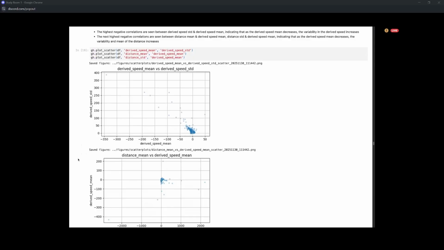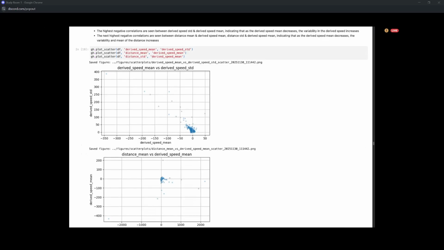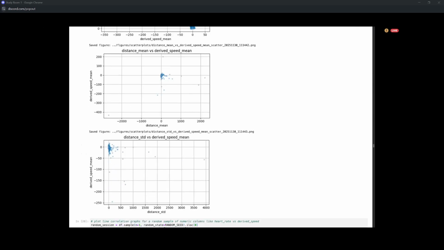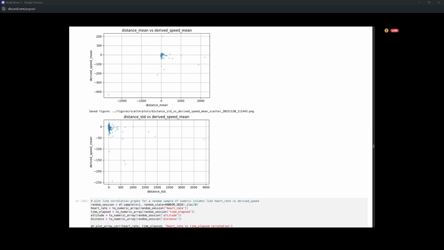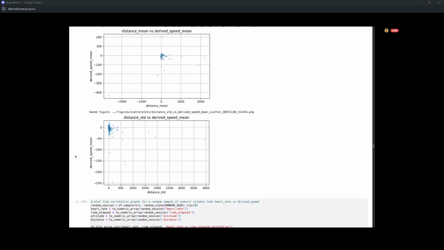So the first one's looking at the derived speed mean versus its standard deviation. And then we're also looking at some other negative correlations between derived speed mean and distance mean in the second plot, and then versus distance standard deviation in the third plot. And this is showing that as our distance mean or distance standard deviation increases, the derived speed mean decreases.